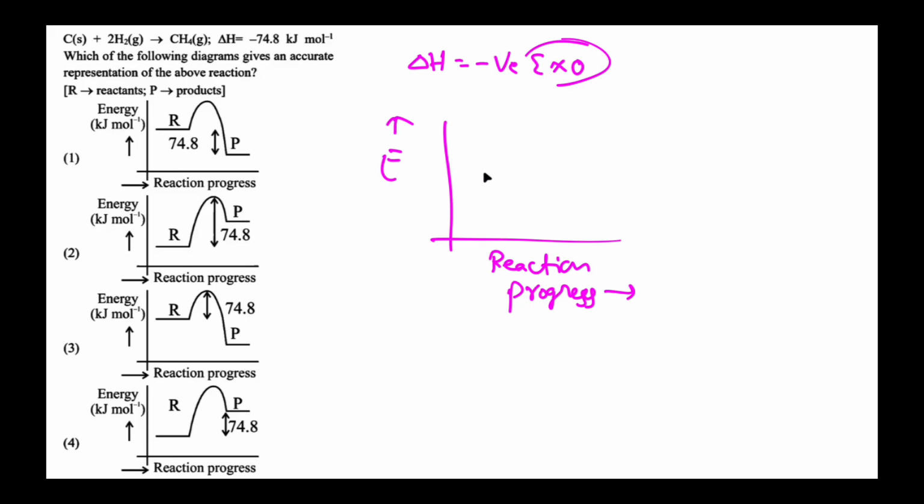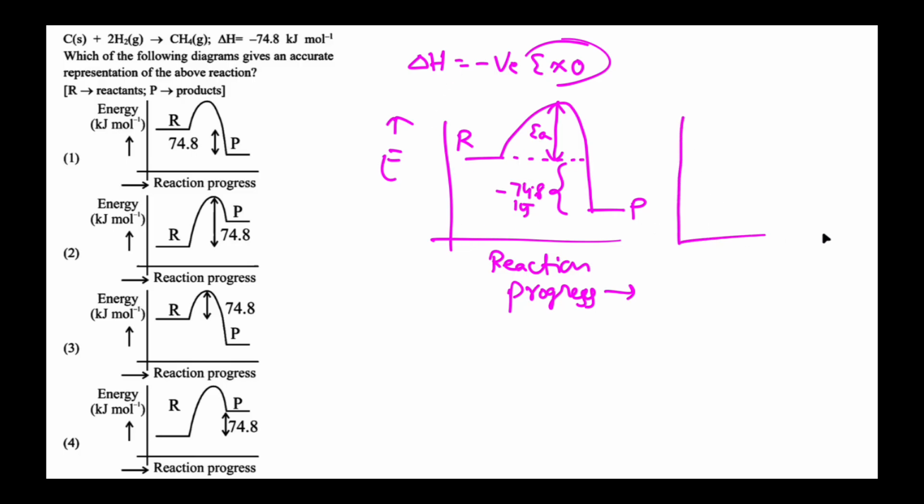This is energy. These are the reactants, these are the products. Products are below the reactants. This gap represents -74.8 kilojoules. These are the reactants, these are the products. This is activation energy, EA. So this is an exothermic graph.